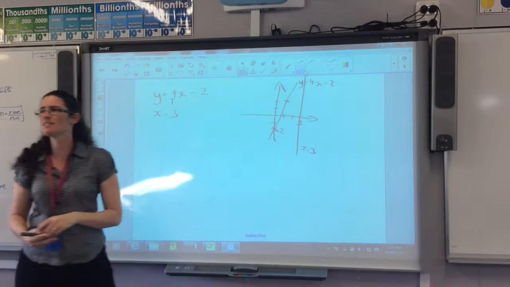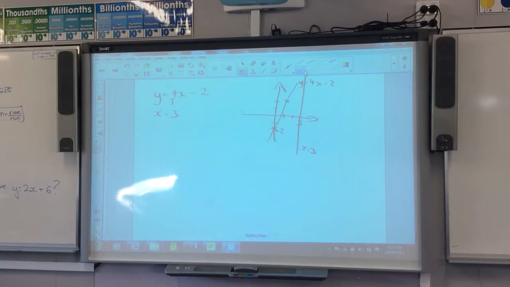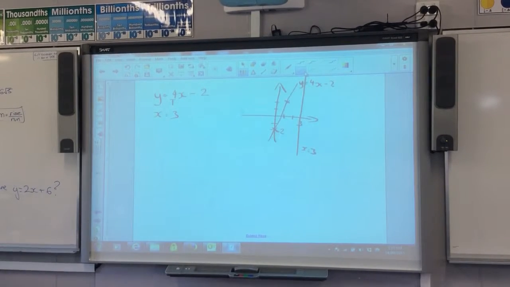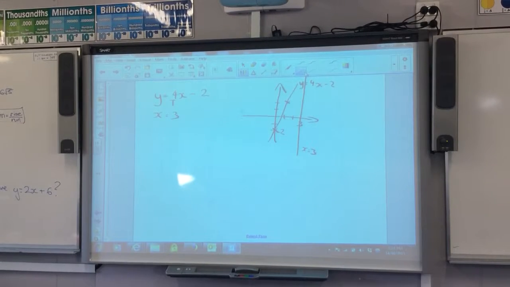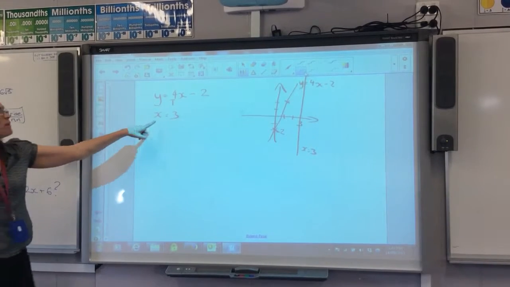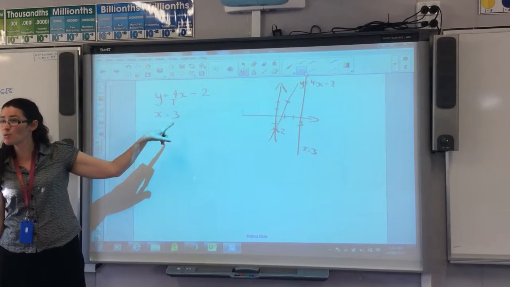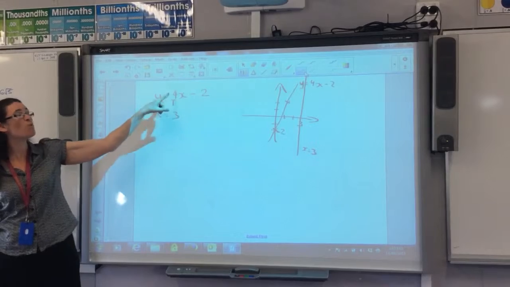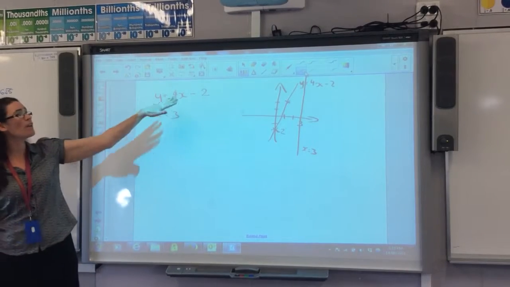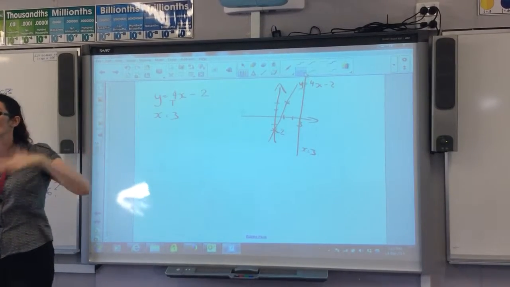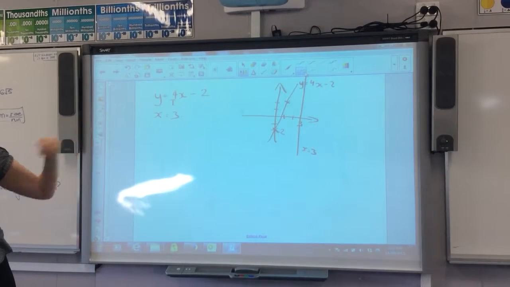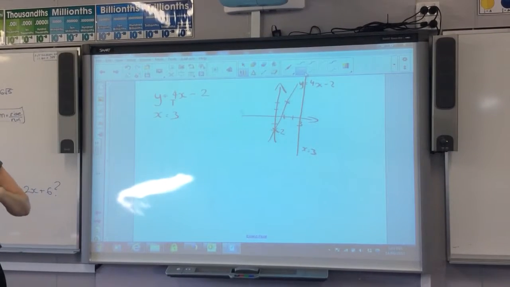How could I find it? I don't care about all the numbers in the table. There's only one number I care about. Which one is it? 3. Why do I care about 3? Because that's what x equals. Because I know that x equals 3. So I could just put the 3 in here and work out where it is. And that means that I'm lucky that I don't have to redraw my graph.